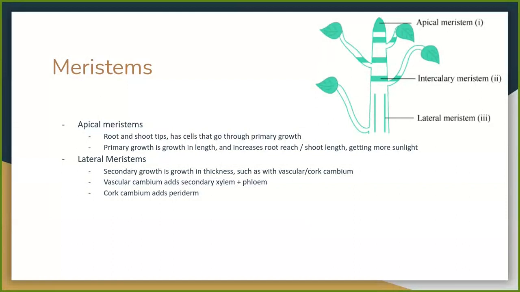Lateral meristems are used for growing in thickness instead of length, and these can be found in the vascular or cork cambium. And yeah, if you refer to the older diagram that we had about xylem and phloem, right, the lateral meristem is kind of like growing outwards. It allows for the formation of xylem and phloem.